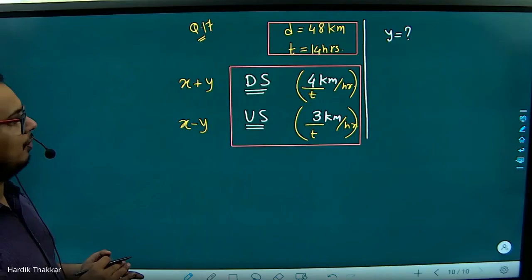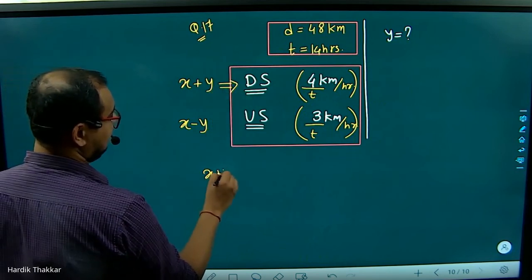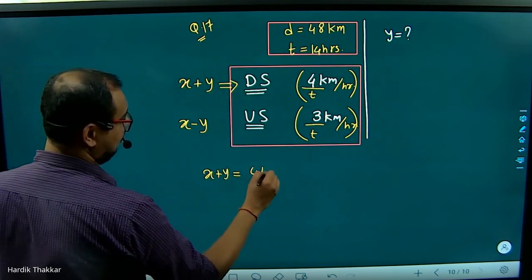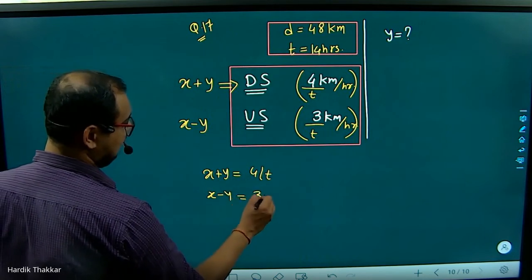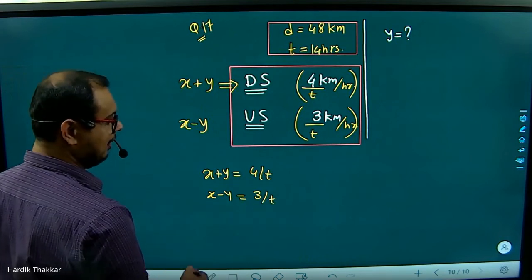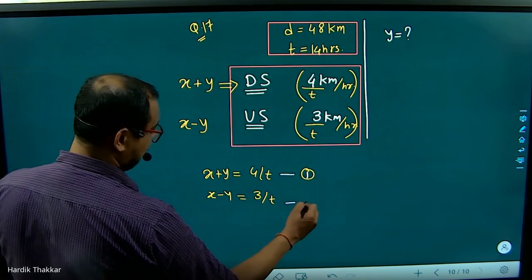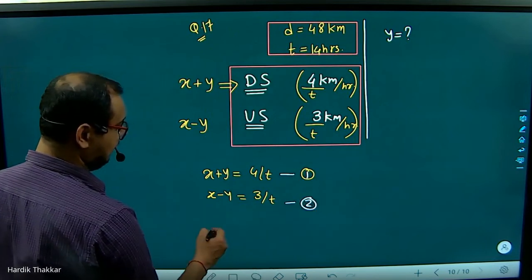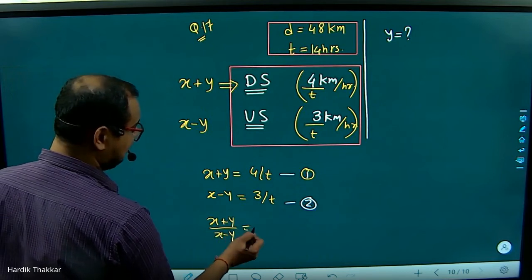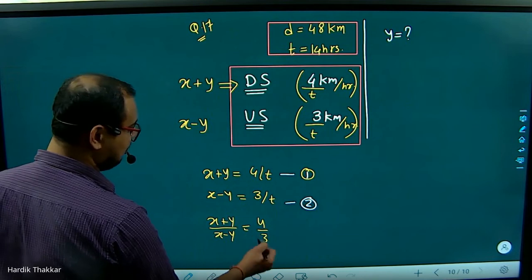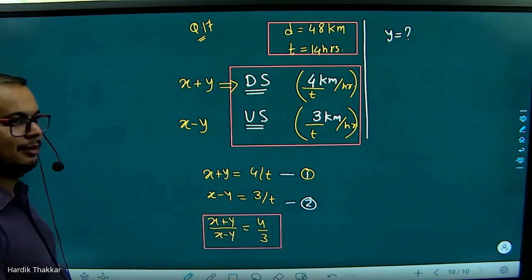Yes, sir. Okay. So from this we can conclude that x plus y is equals to 4 upon t and x minus y is equals to 3 upon t. Clear? Now divide equation 1 and 2. So what we will get? X plus y upon x minus y. On the right hand side it will be 4 by 3 only. This t will get cancelled out. Okay, correct?